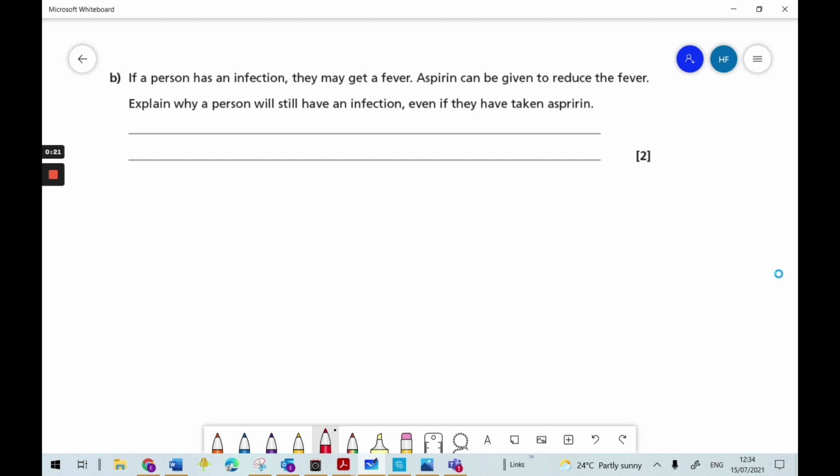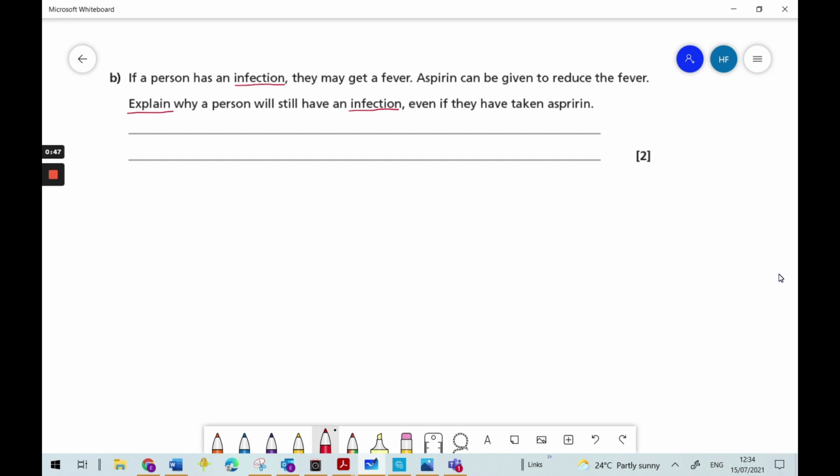Let's start by identifying the command word, and I can see here it's the word explain. So this question is asking us to say why a person will still have an infection even though they've taken a treatment such as aspirin. Let's underline other important information or scientific phrases in the question. And I can see the word infection, both here and here.